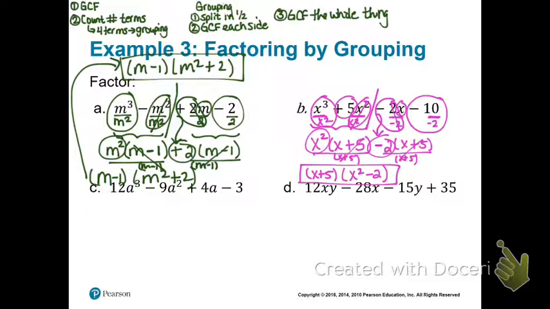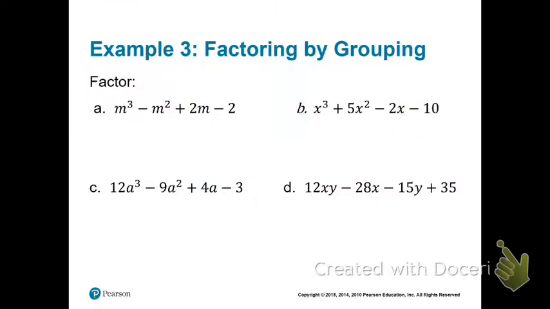All right, so for C, let's do it again. I'm going to erase what I've got so it's not quite so messy looking. So on C, let's look for that greatest common factor, step 1. I notice I have a 12, a 9, a 4, and a 3. Well, they're not all divisible by anything other than 1. And then I have an a cubed, an a squared, an a, but the 3 doesn't have an a. So that's not a greatest common factor either. So no greatest common factor.